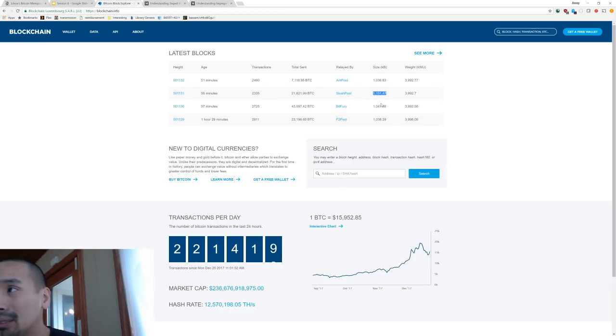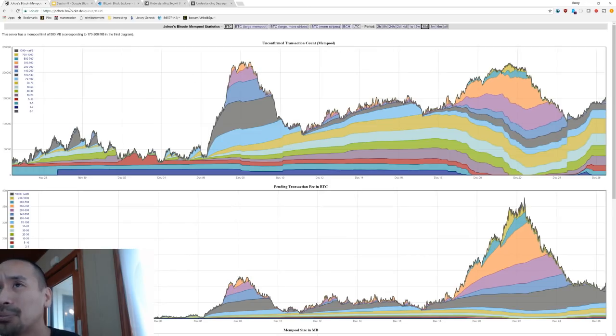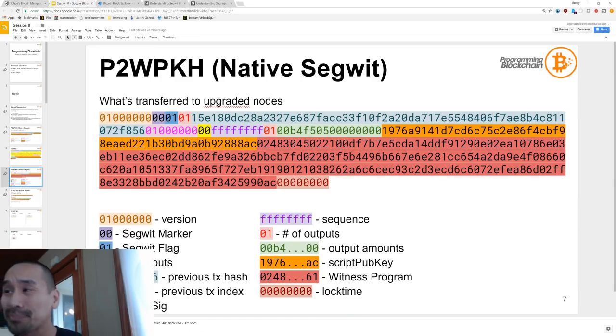And this one has like a 15% bigger block than before, and Slush Pool tends to mine more Segwit transactions as a result. But that's more or less how you can put more transactions into a block: by utilizing Segwit transactions.